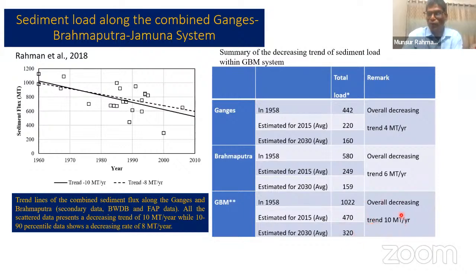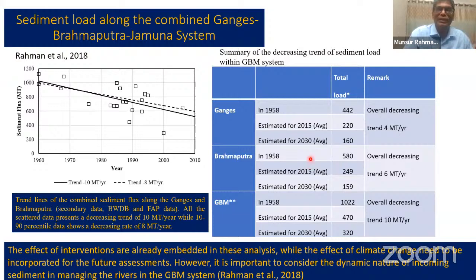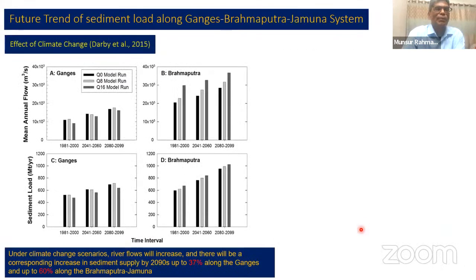But overall the trend is quite high. Definitely the anthropogenic interventions are already incorporated in this data, but the climate change effects are not. Because of the uncertainty from climate change, the rainfall, etc., the sediment load is likely to increase. So for the future sediment inflow to the system, the consideration of climate variability is important. To this extent, we explored, the first of its kind, what the end-century sediment flux in the Ganges and Brahmaputra system will be.